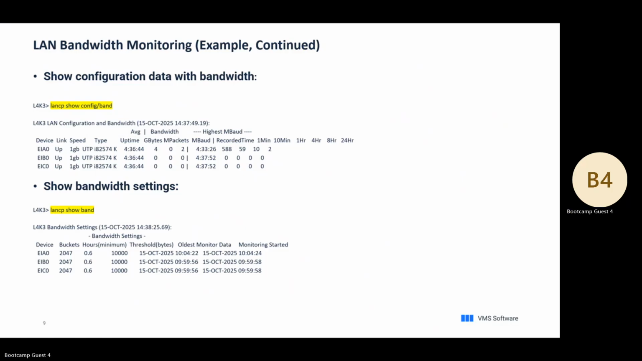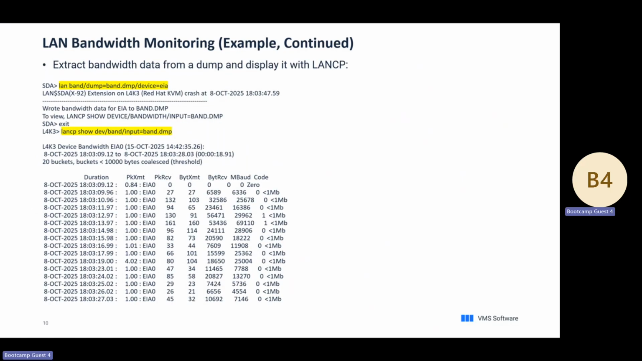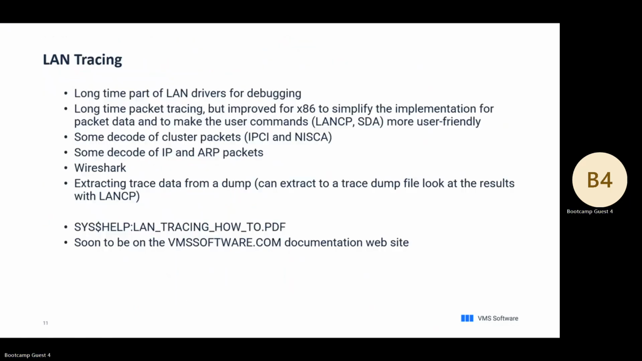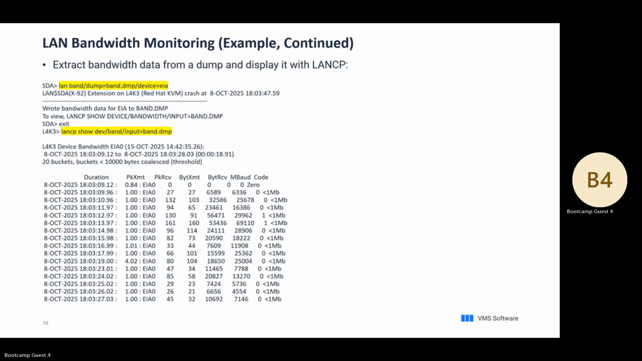Now here I had a crash dump and I wanted to extract the bandwidth data out of the crash dump. So I went to SDA and did this LAN bandwidth class dump equal bandwidth.dump, and then which device I wanted. And then it tells you this is how you look at it: show device/bandwidth/input equal bandwidth.dump. I did that, and we see this bandwidth data.